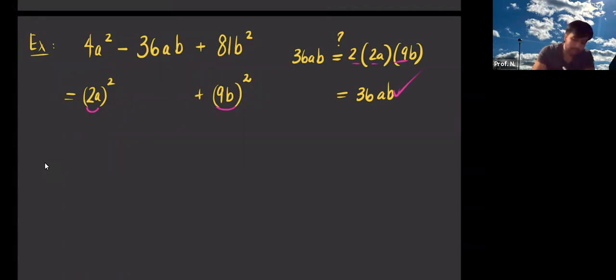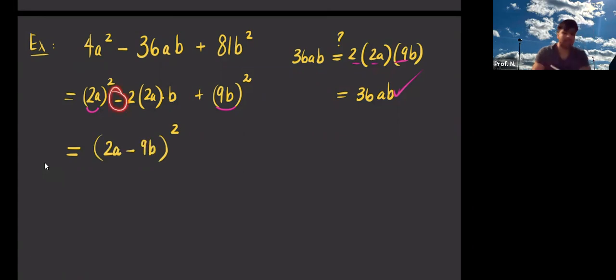So this also becomes minus 2 times 2a times 9b. And now this has the form a squared minus 2ab plus b squared, which results in what? The factorization. The only thing that happens is that the first term, when you take the square root of it, stays 2a, and the last term, which is 9b in this case, and this should be a minus because the middle term here has a minus sign. So that's how we get this factorization.